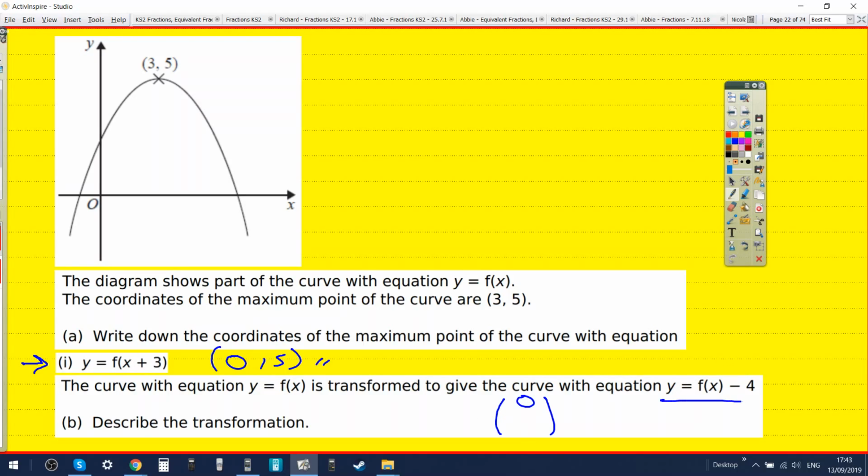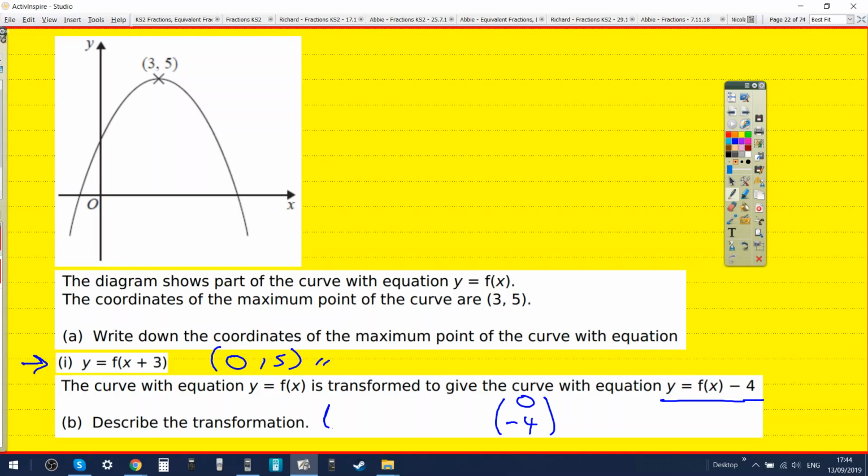Part B is different. Oh, sorry. The curve with equation y equals f(x) is transformed. So it's going to be down by 4. Still from 3 to 5, yes? They just want you to describe the transformation. Okay. Just (0, minus 4) then. And that's 1 mark. What's the second mark for?